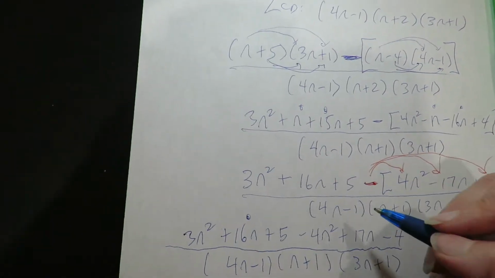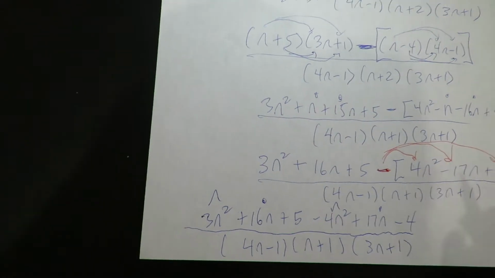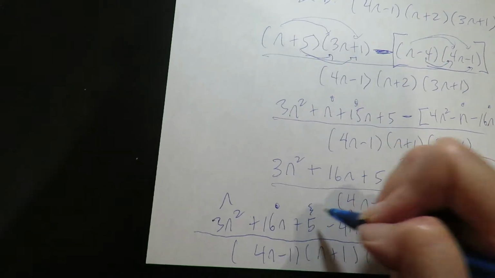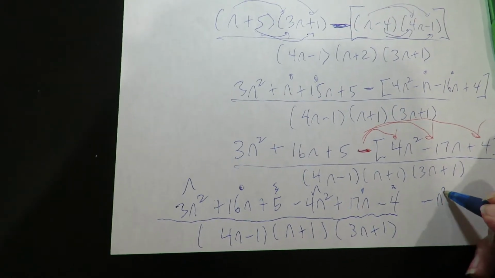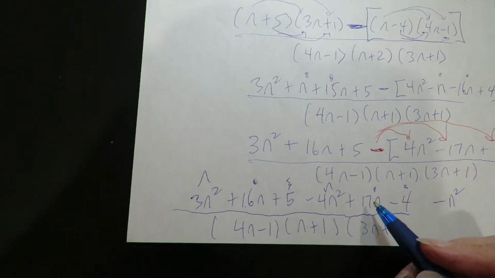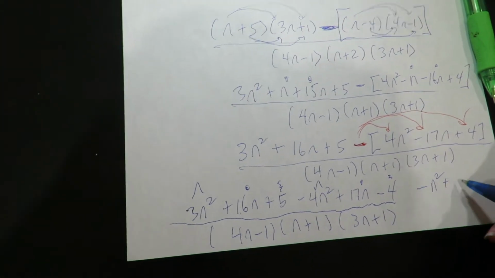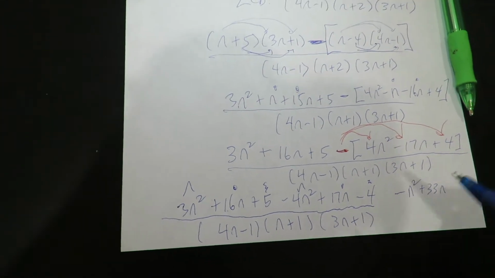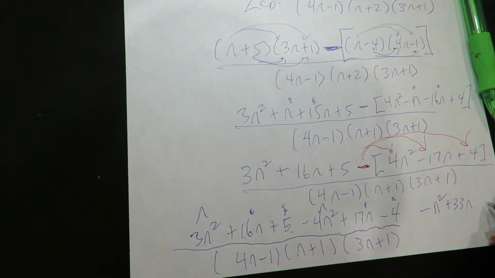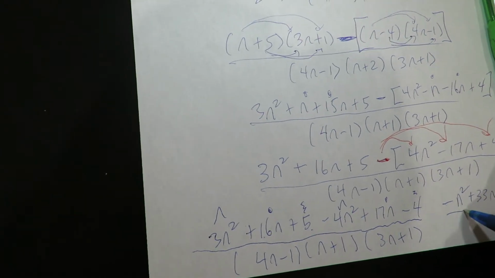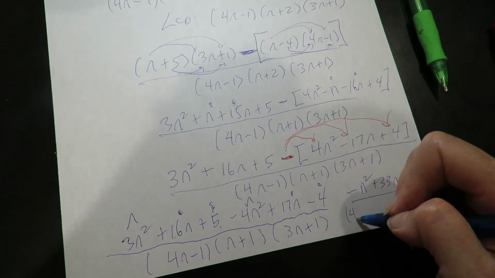All right. Who can combine? Oh, this guy and this guy is the same. And this guy with this guy. Okay. 3 minus 4 is minus 1. 16 plus 17, we're going to get 33. 5 minus 4 is 1. And that whole denominator on the bottom.